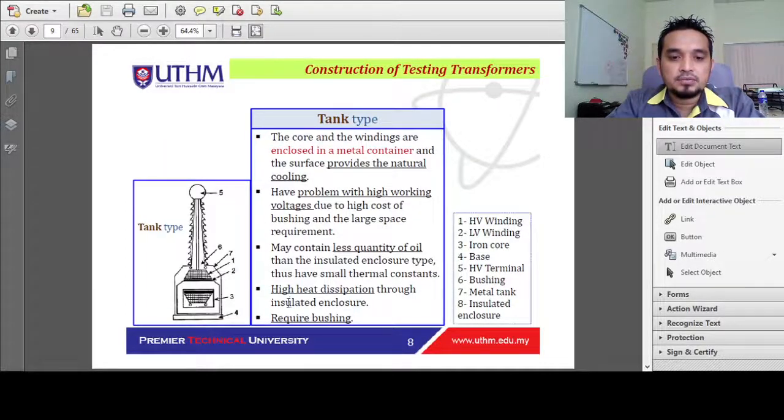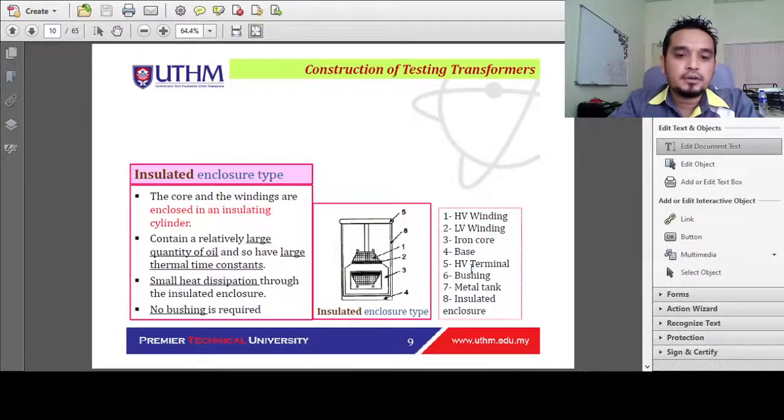Heat dissipation through the metal. This is a typo, and this one requires bushing. And for the insulated enclosure, the insulated cylindrical shape here, large oil quantity, as I explained before.